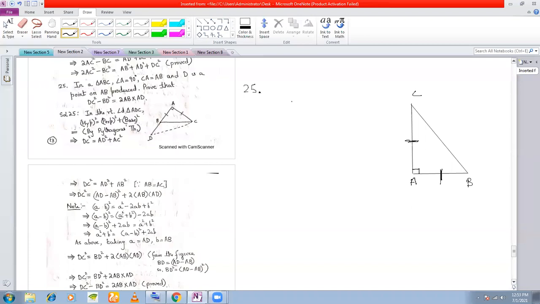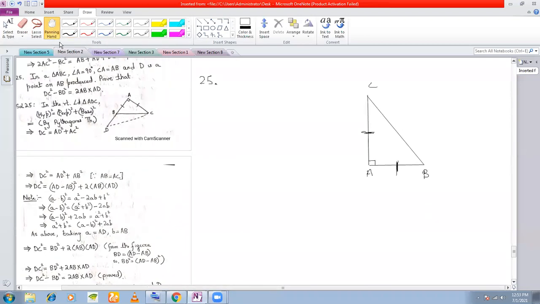Fine. So moving on here, CA is equal to AB and D is a point on AB produced. So we produce AB a little and call it D. Prove that DC square... So that means let's join DC also. I've joined it with the help of a dotted line. You can join it here as a continuous line also. This is the figure that you will get.